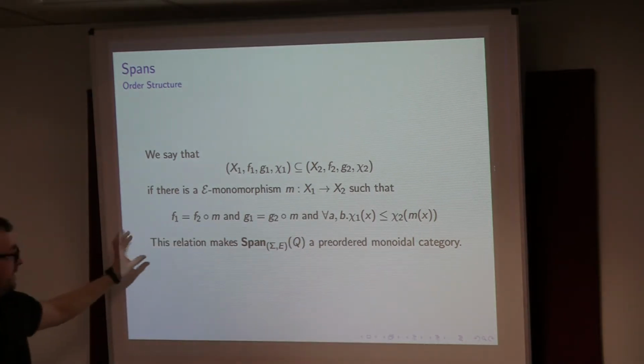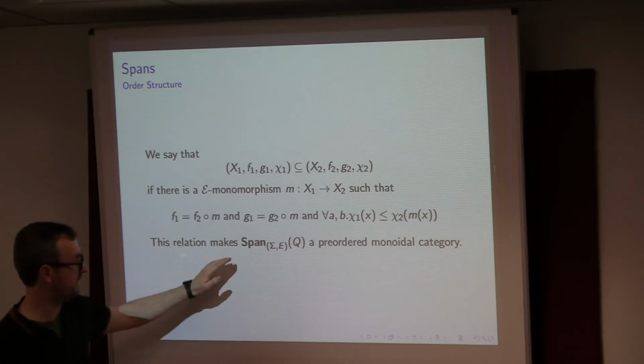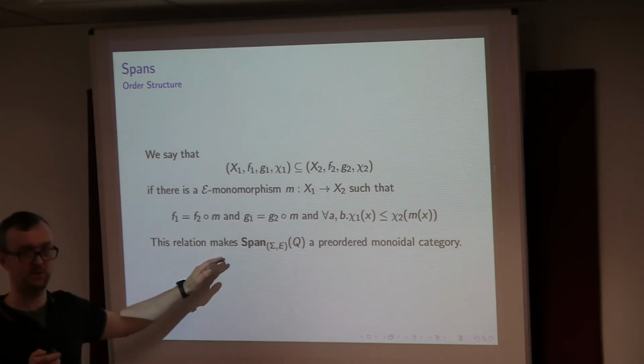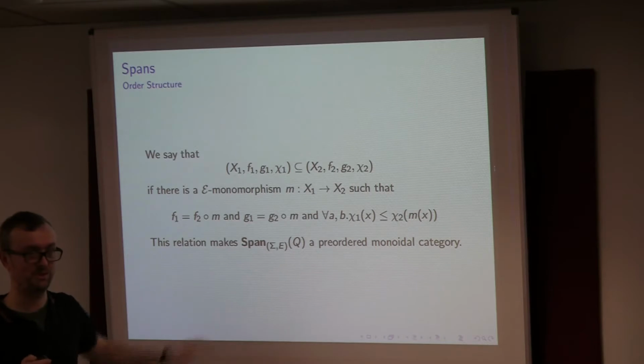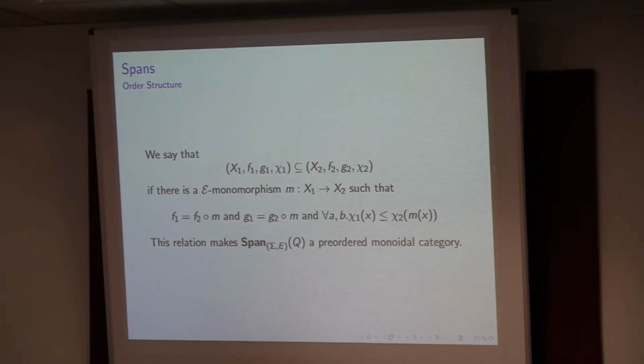And this gives us a pre-ordered monoidal category. It doesn't seem that it's going to be a partially ordered one. I haven't resolved that question yet, but it seems to be a little technical point that doesn't maybe go as far as partially ordered.